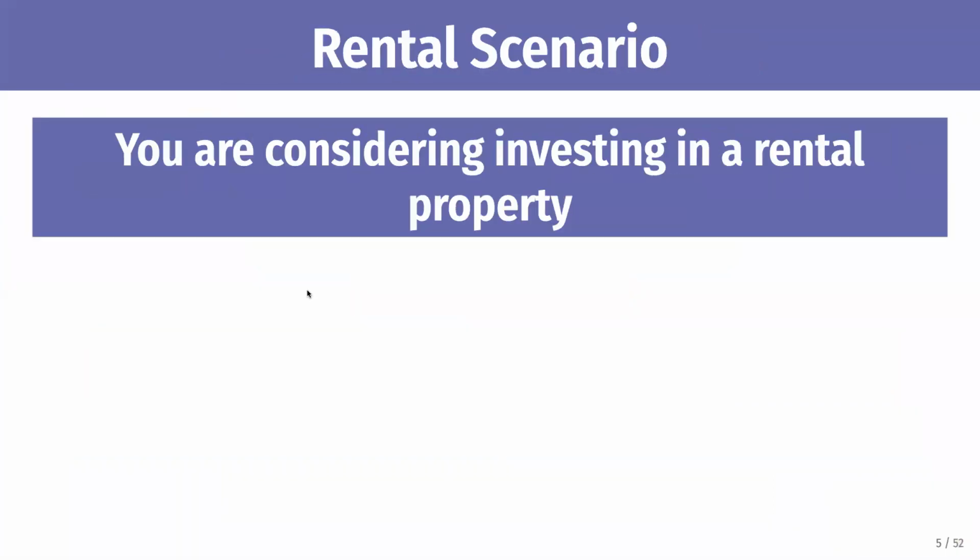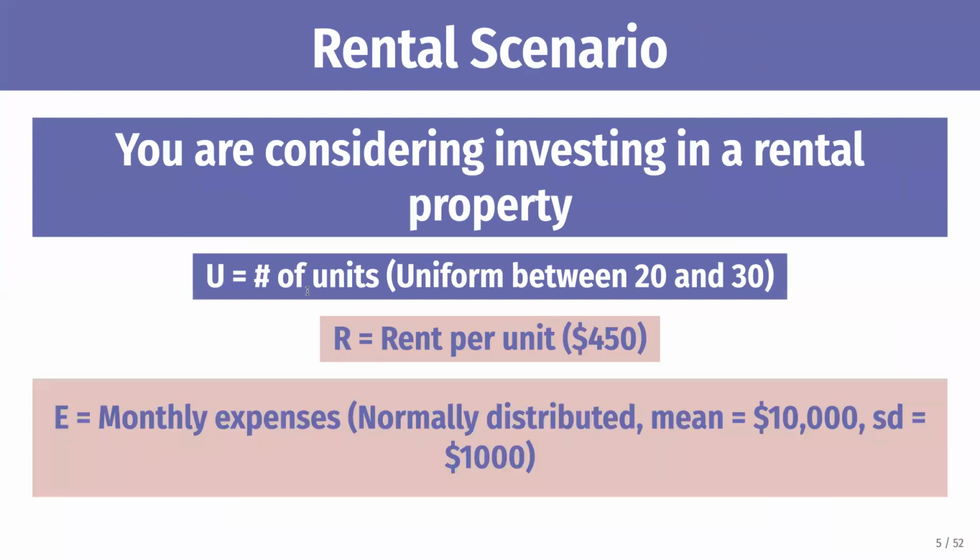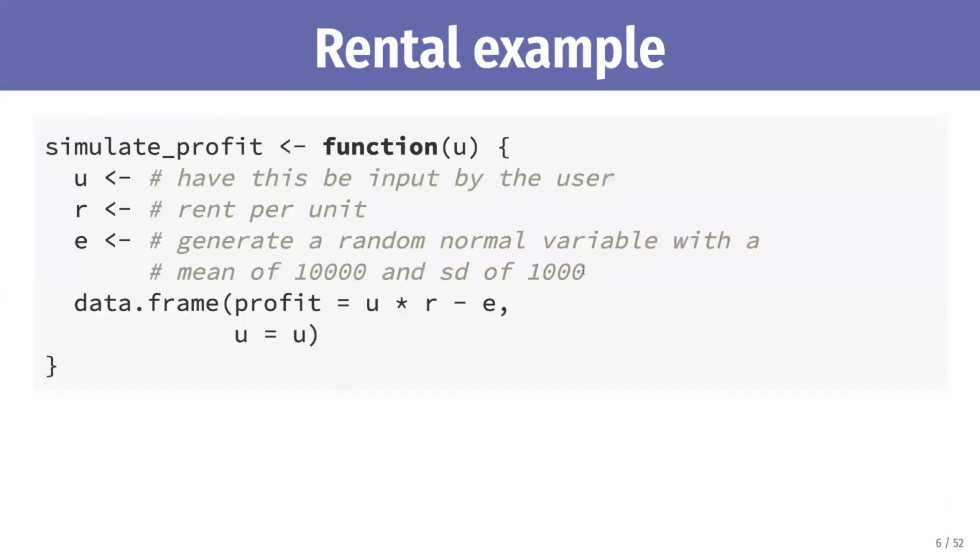All right, so there's our rental scenario. Now let's say instead of the number of units being uniform between 0 and 20, you want that to be actually input by the user. So now we're going to update our function so that it has one parameter u, and the user can put in the number of units they think that they are going to have.